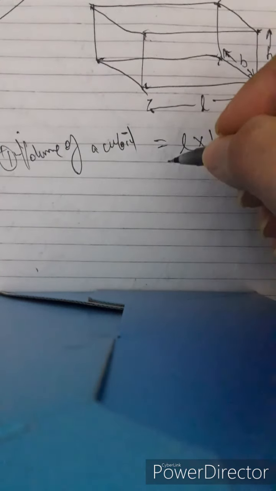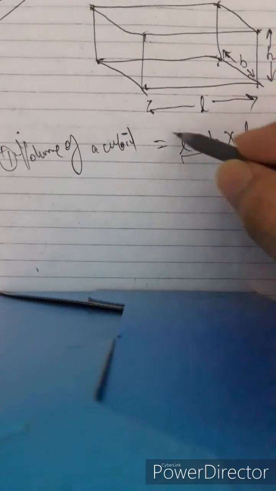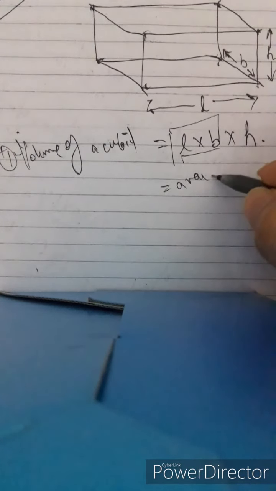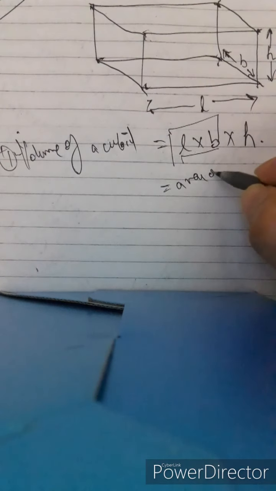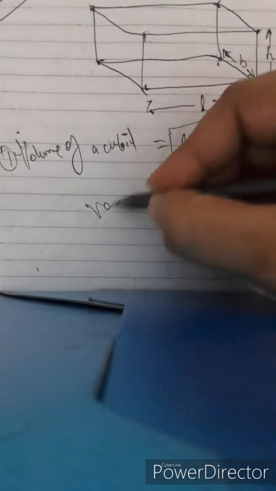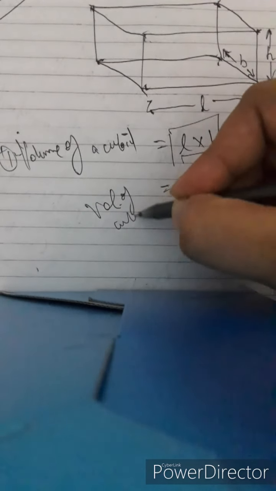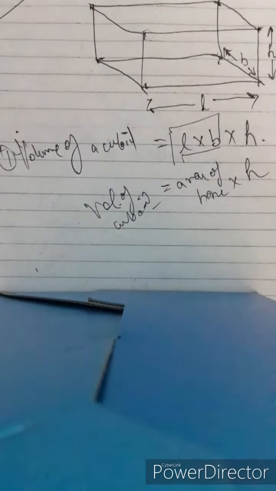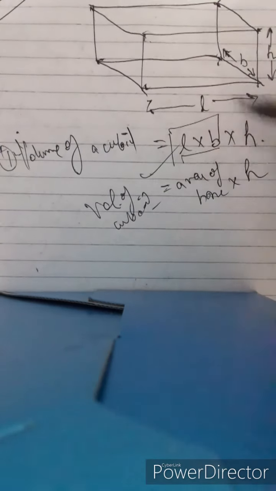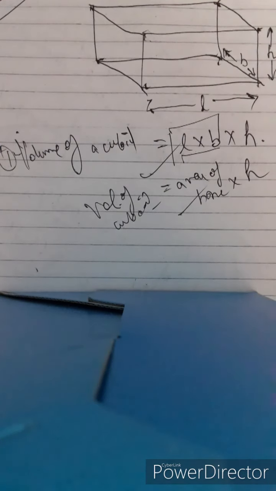So length into breadth can be taken as the area of the base. Also it can be written as volume of the cuboid is equal to the area of base of the cuboid into height of the cuboid. The volume of a cuboid can be written as area of the base of the cuboid, that is length into breadth, into the height of the cuboid. You can remember these formulas.